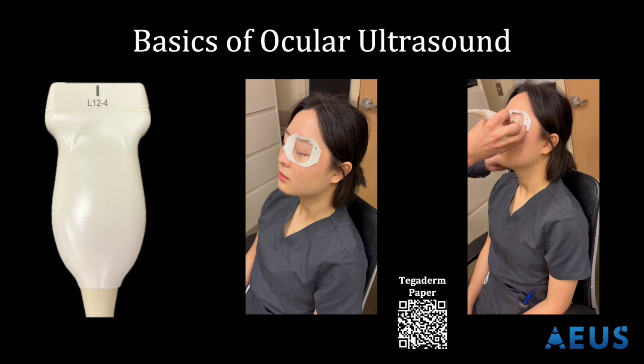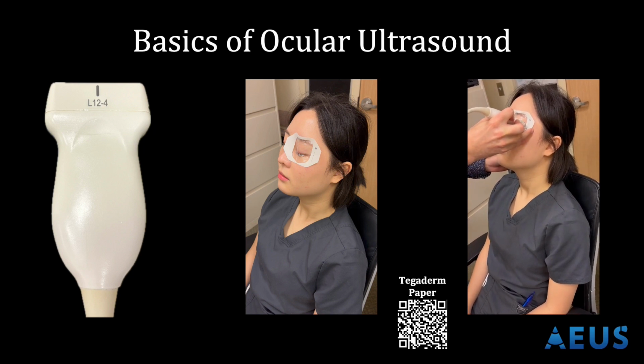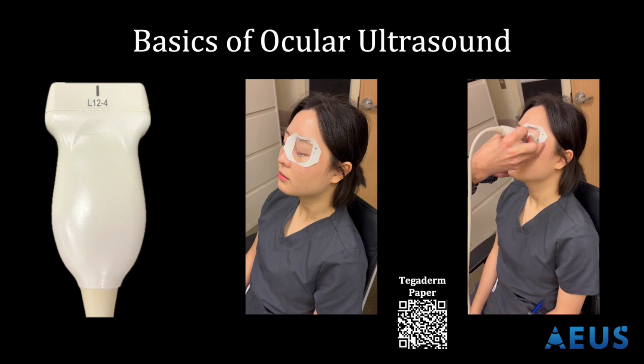Anchoring is important as pressure on the eye can collapse the anterior chamber, decrease patient comfort, and trigger a vagal response. You want to anchor on the patient's face with your fingers or with your elbow on the patient's bed.